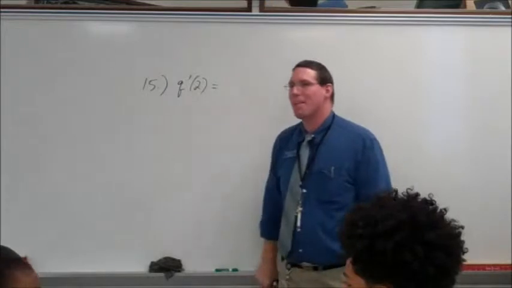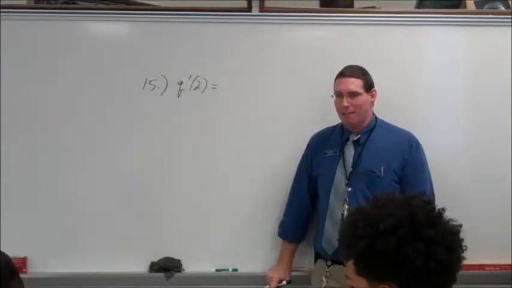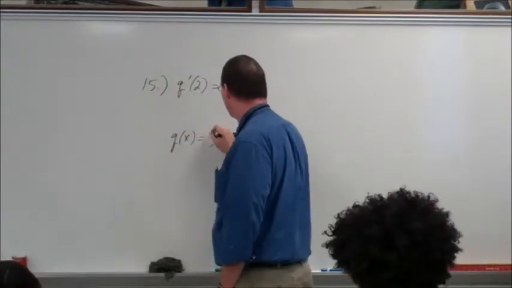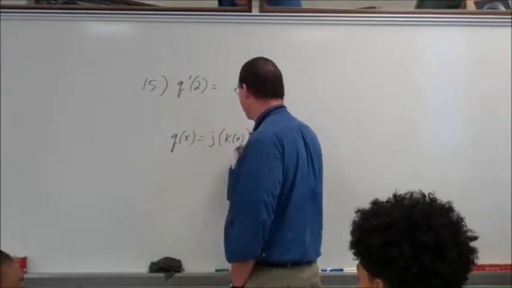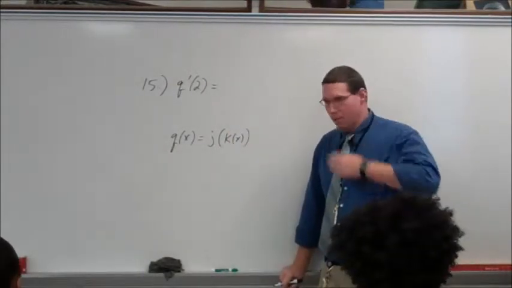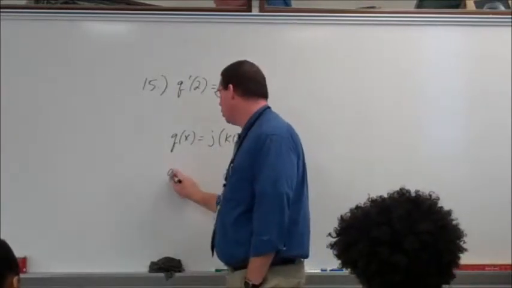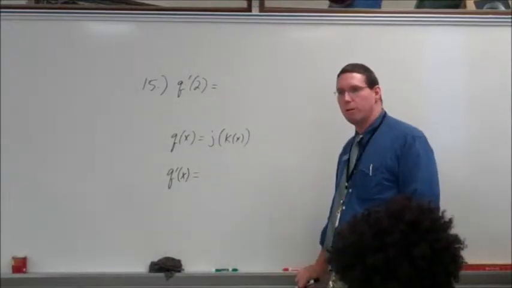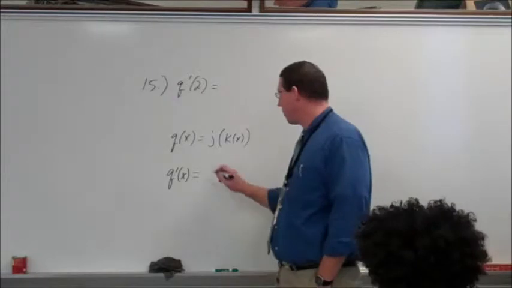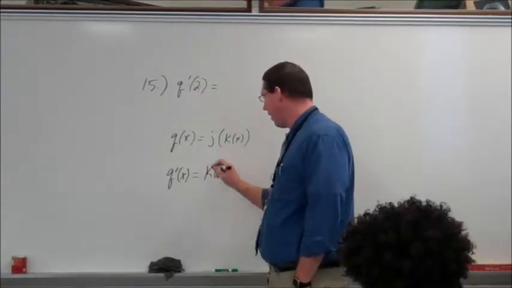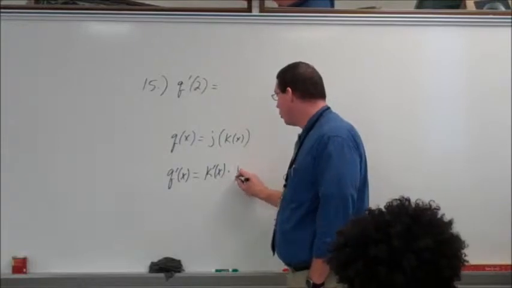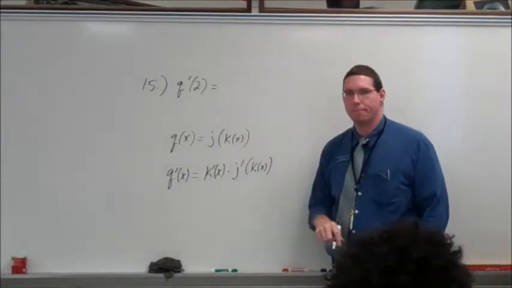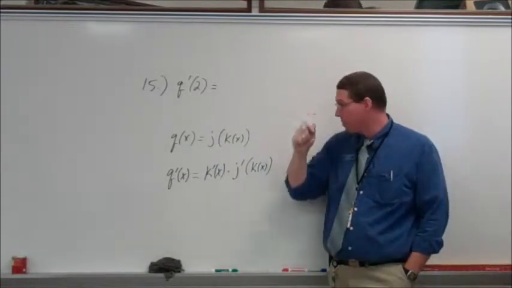All right, now, Q of x. What is Q of x equal to? J of k of x. It's a composition function. So if we want to know what Q prime of x is, what is Q prime of x going to be equal to? Yes, k prime. Derivative of the inside, k prime of x, times j prime of k of x.